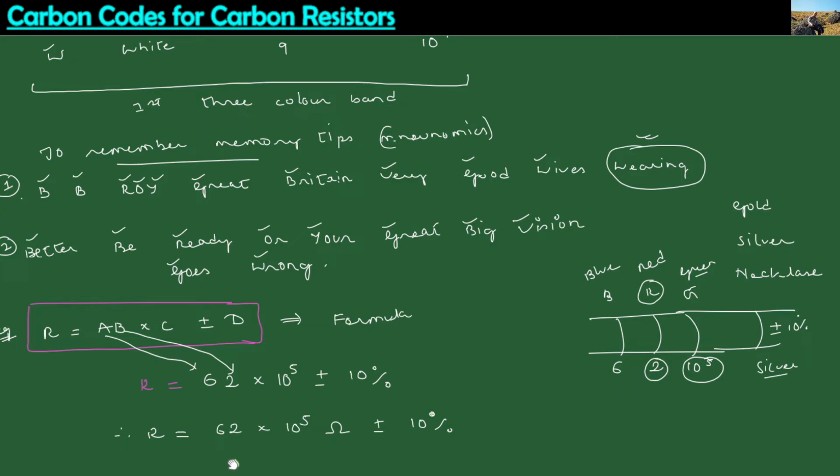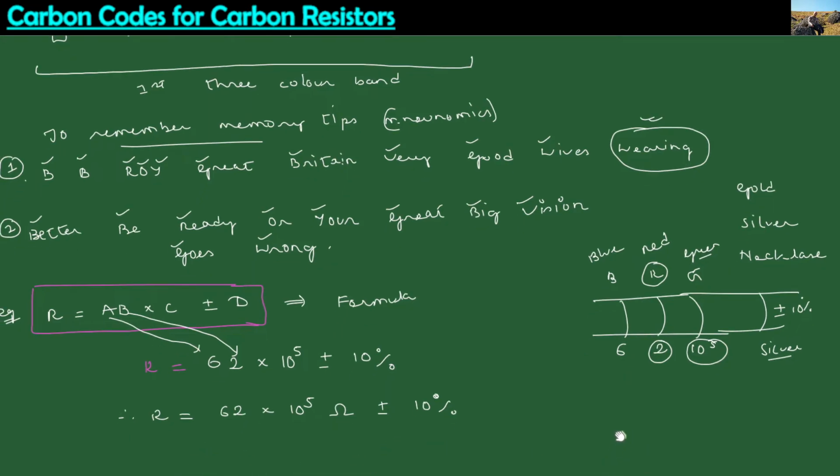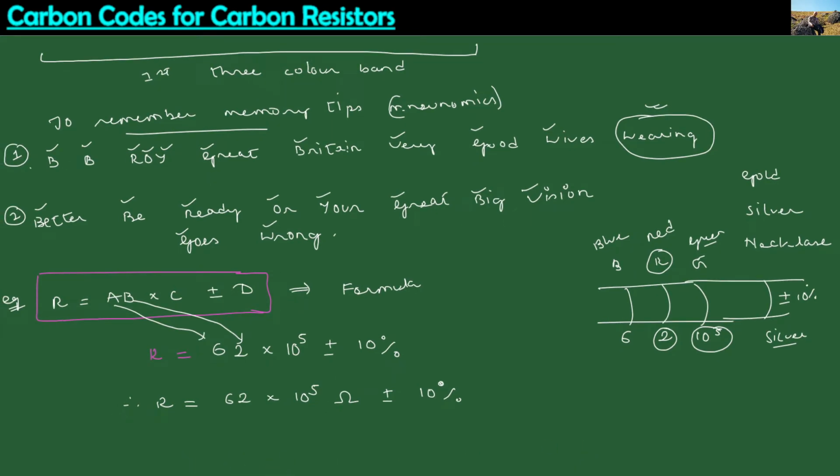So from here, if you want to write this in terms of mega ohms, we can write that. Like in this case, we can break down this information like 62. If you write 62, that means over here this will be 10 to the power 0. If I write 62 into 10 to the power 1, it is the same as 62 into 10 to the power 0.